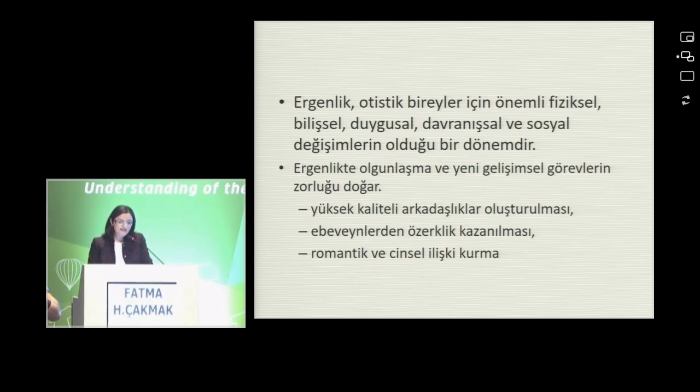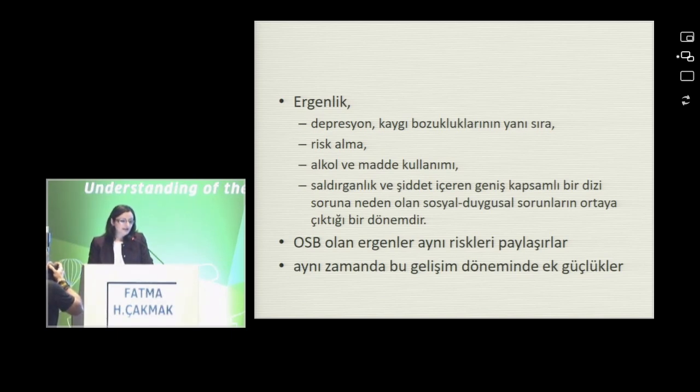Adolescence is a period in which there are significant physical, cognitive, emotional, behavioral, and social changes for autistic individuals. The maturity of adolescence and the difficulty of new developmental tasks arise, such as formation of high-quality friendships, acquiring autonomy from parents, forming romantic and sexual relationships. These are among the most important components of adolescence, puberty.